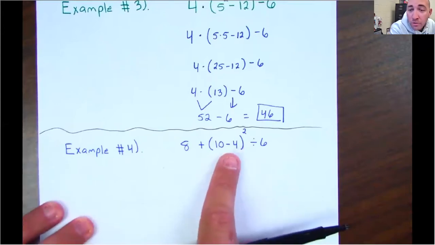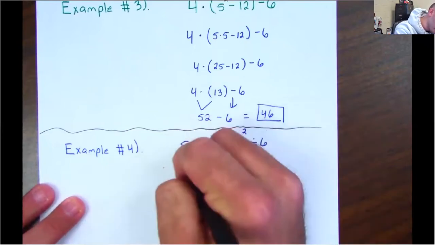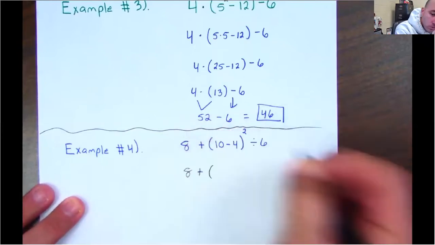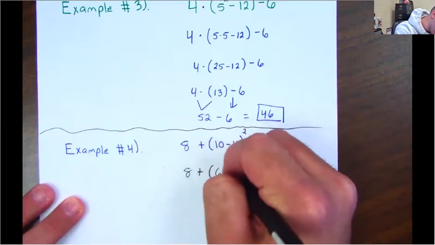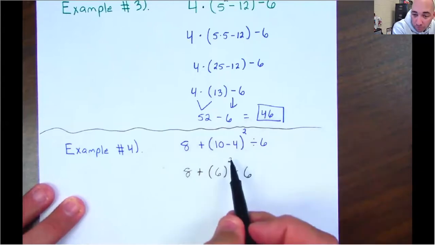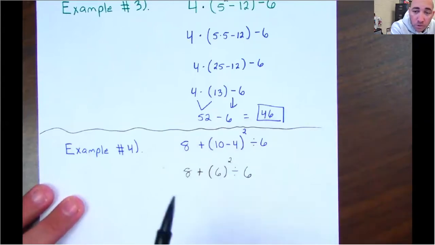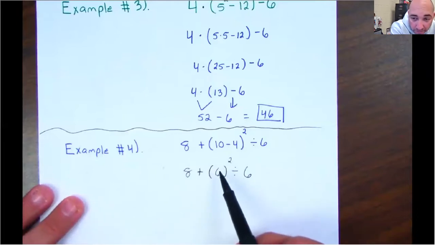The first step is, do you have parentheses? Yes, I do. You have to do the work inside the parentheses first. What is 10 minus 4? Well, that's 6. Notice how I brought everything else down, including the exponent. So do I still have parentheses? Yes, but I've already done the work inside.